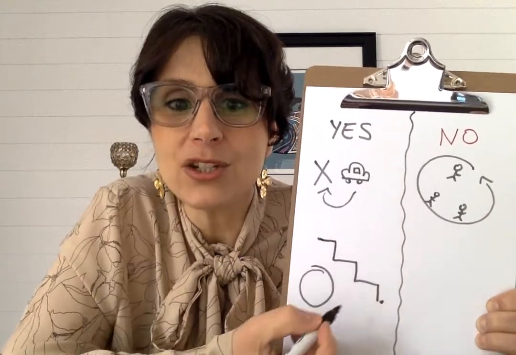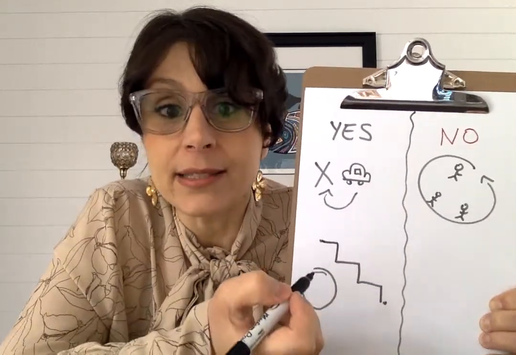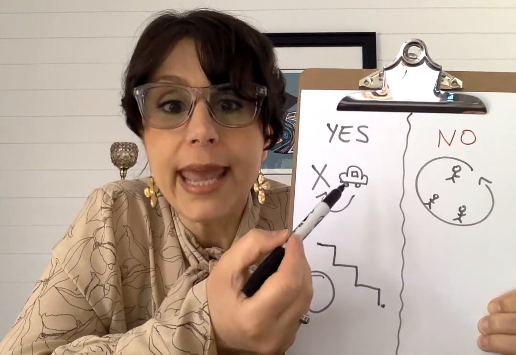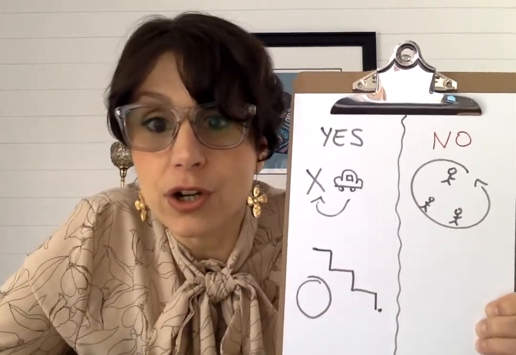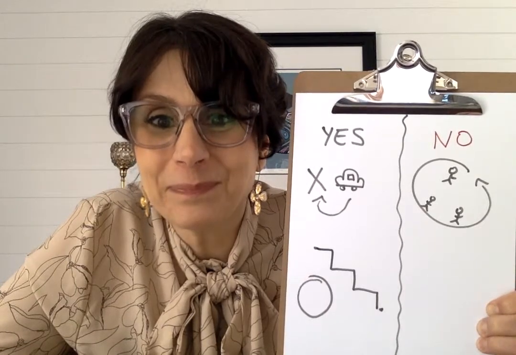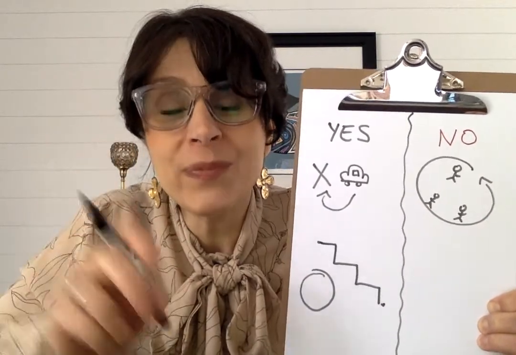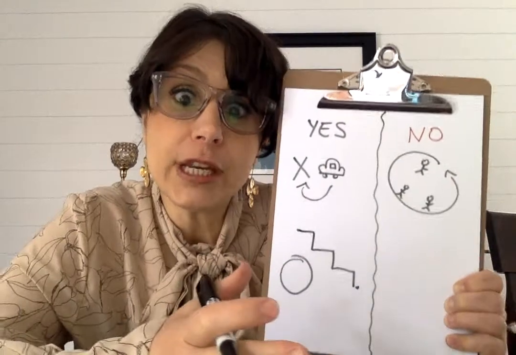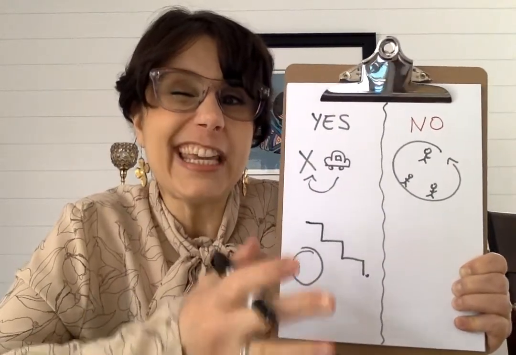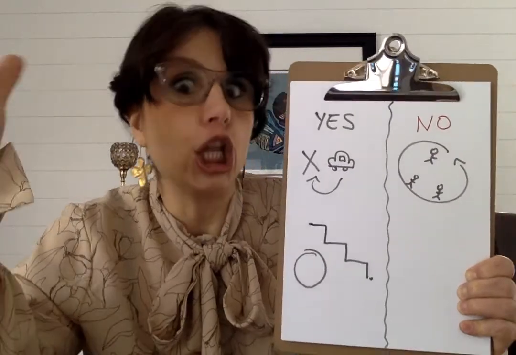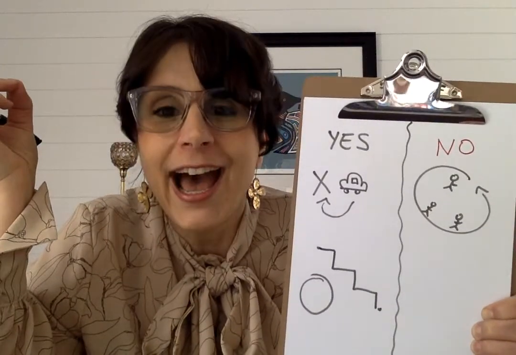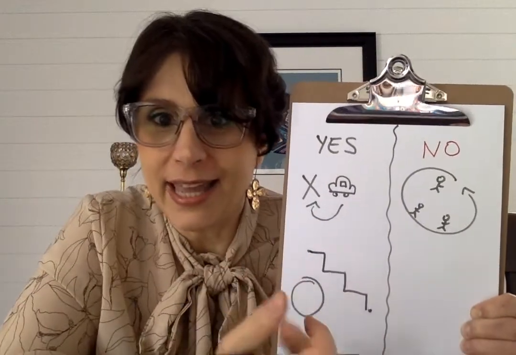Now what we can do is a couple of things. One is we can move that X closer and closer to the circle as the days go by. Two is we can position him in a way where he is listening a little bit and looking up at the teacher during his play.